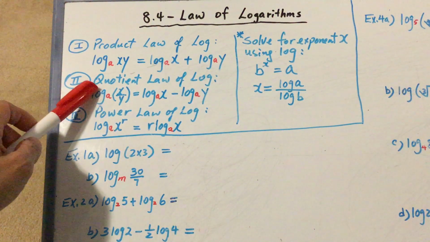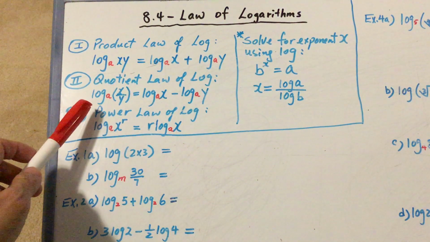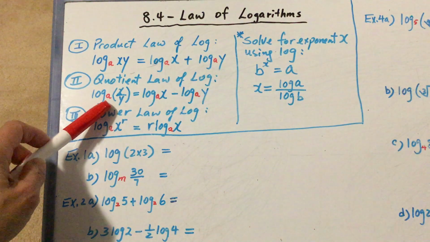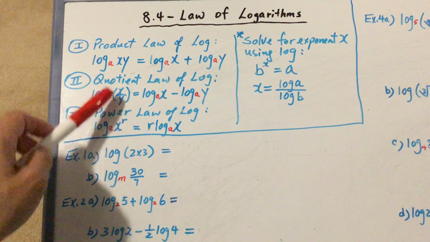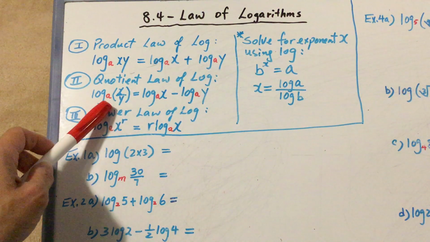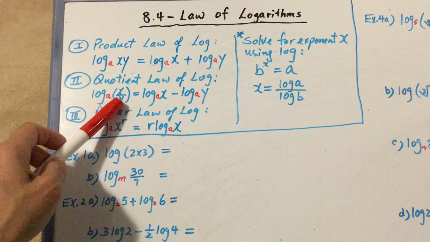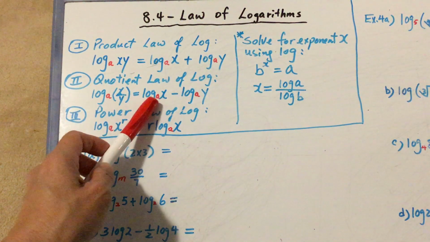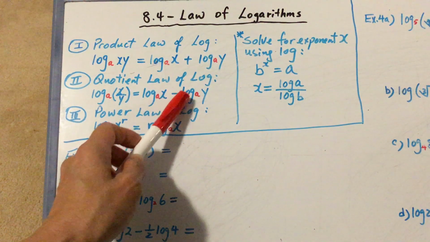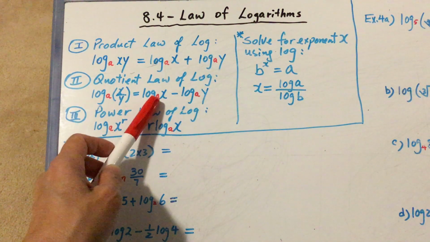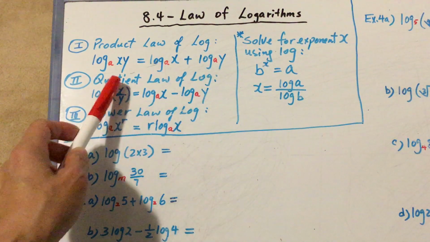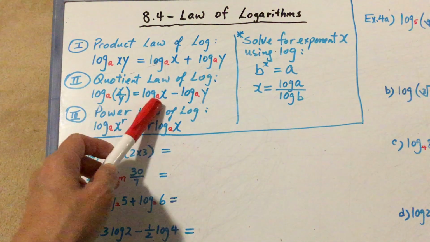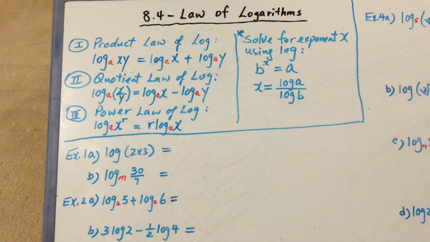And the next one is the quotient law. The quotient law is when you have a log with the base a of x divided by y. So this is a fraction, okay, inside of the log. Then you can break this fraction into log base a of x minus log base a of y, okay? So both log terms with the same base a, you just take the numerator minus the denominator, okay?